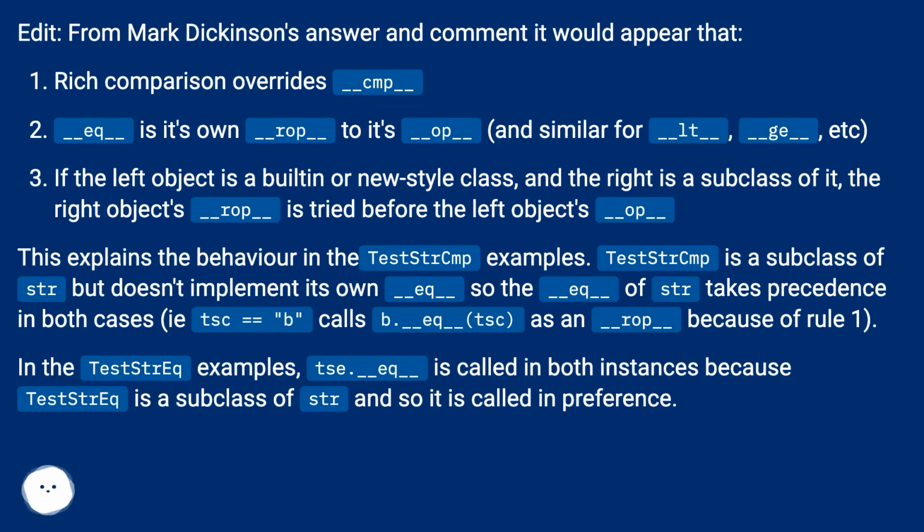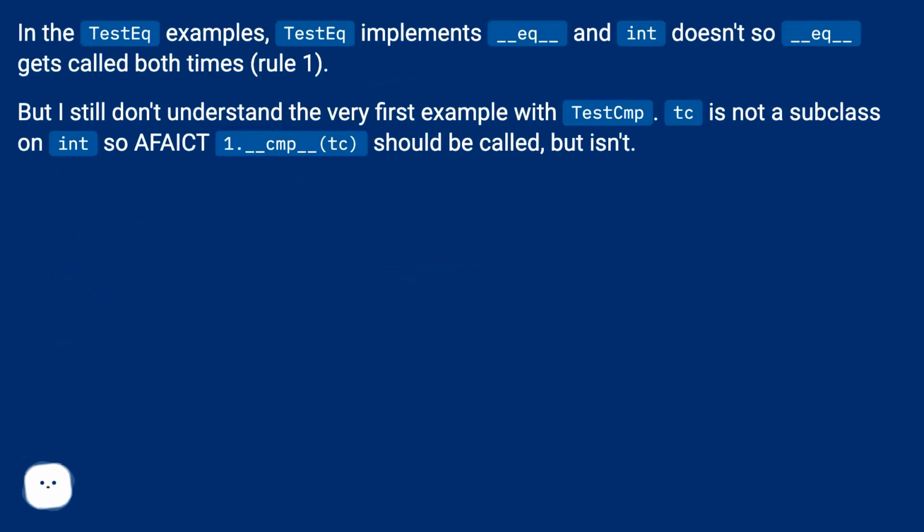TestStrCmp is a subclass of str but doesn't implement its own __eq__, so the __eq__ of str takes precedence in both cases, i.e. tsc == b calls b.__eq__(tsc) as an __rop__ because of rule 1. In the TestStrC examples, tsc.__eq__ is called in both instances because TestStrC is a subclass of str and so it is called in preference. In the TestEC examples, TestEC implements __eq__ and int doesn't, so __eq__ gets called both times, rule 1.